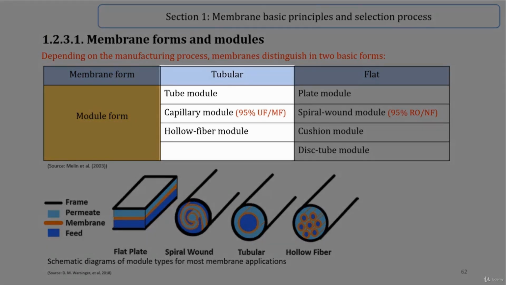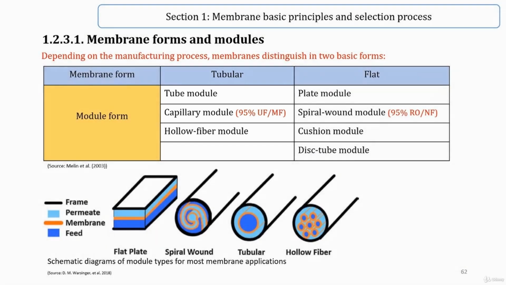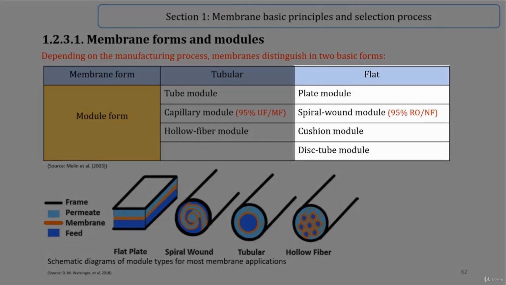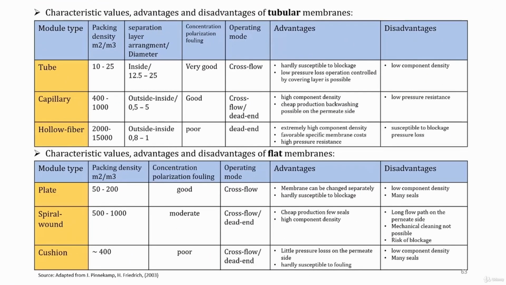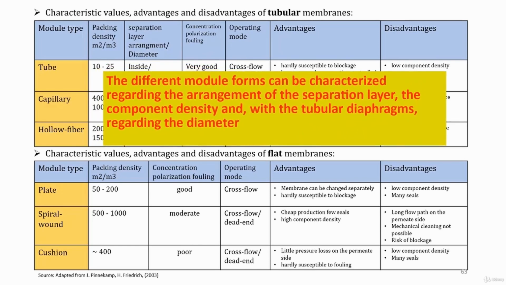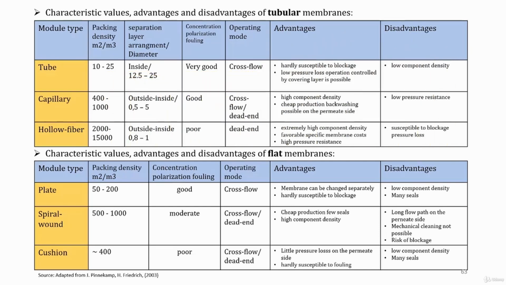Concerning tubular membranes, we distinguish as module constructions the tube, capillary, and hollow fiber module. For flat membranes, we distinguish plate, spiral-wound, cushion, and disc tube modules. The different module forms can be characterized regarding the arrangement of the separation layer, the component density, and, with the tubular diaphragms, regarding the diameter.